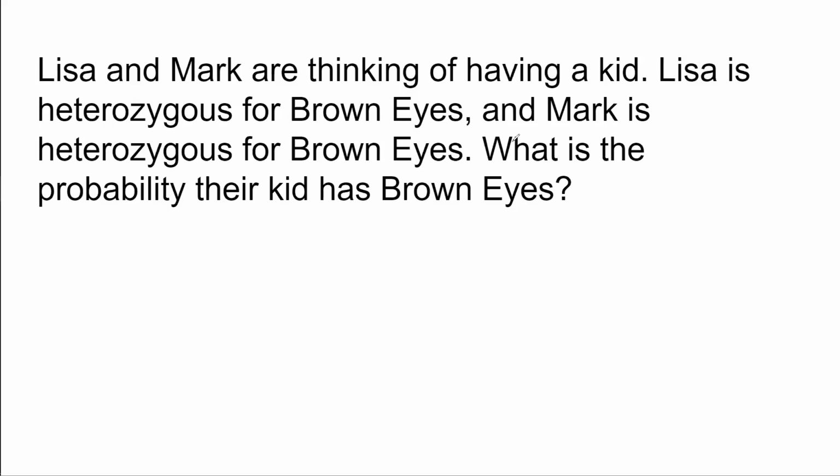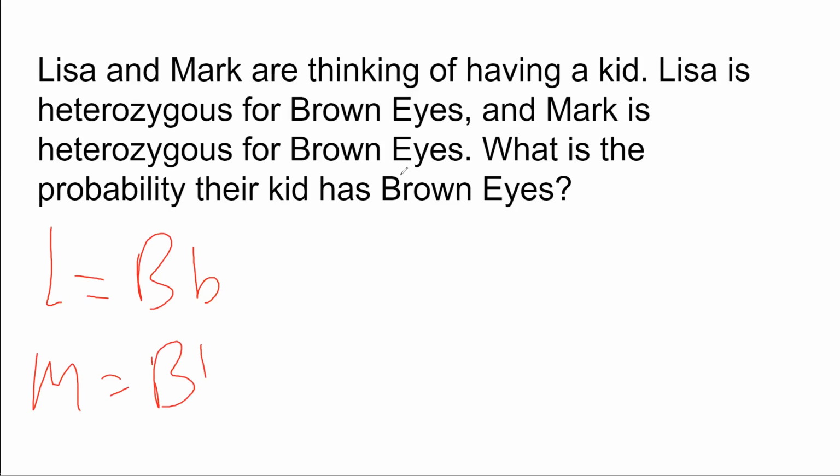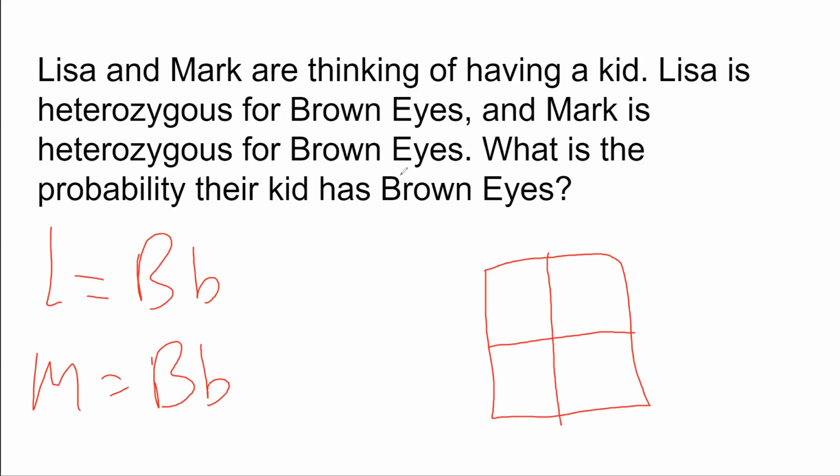Okay, so let's quickly go over this. Let's look at Lisa and let's look at Mark and let's look at what their alleles are. So Lisa is heterozygous, so that means she's going to have capital B, lowercase b. Mark is going to be capital B, lowercase b. They're both heterozygous. Now we draw our Punnett square. Fill in the alleles. So Lisa on this side, you can put Mark on this side. Doesn't really matter which side you put them on. You can do either. So Mark is Bb, Lisa is Bb.